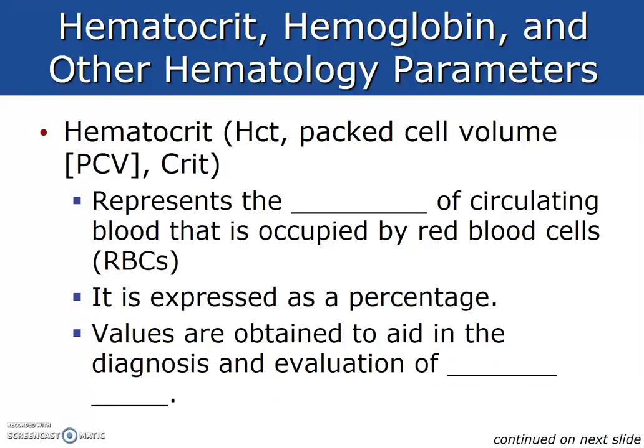We also have hematocrit, HCT, packed cell volume, or PCV. HCT represents the volume of circulating blood that is occupied by red blood cells. It is expressed as a percentage. Values are obtained to aid in diagnosis and evaluation of anemia. A less than normal number of erythrocytes may be used to evaluate blood volume and total red blood cell mass.